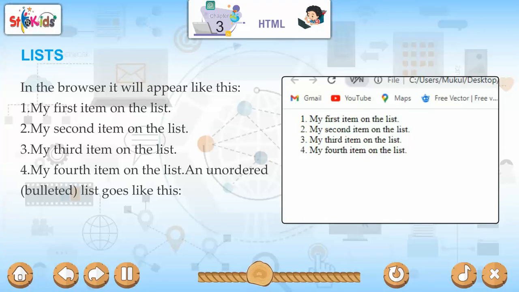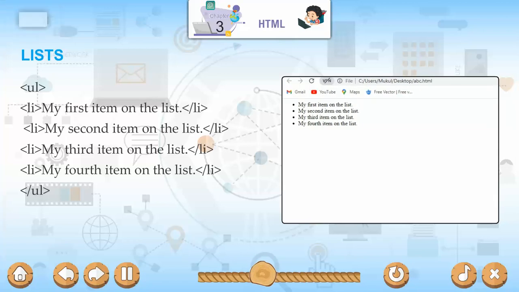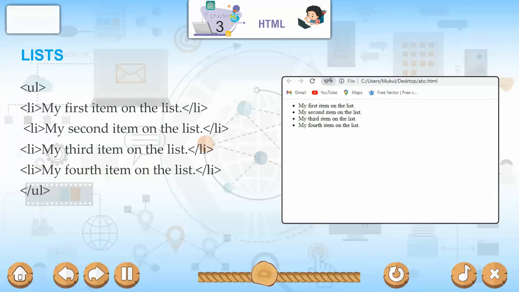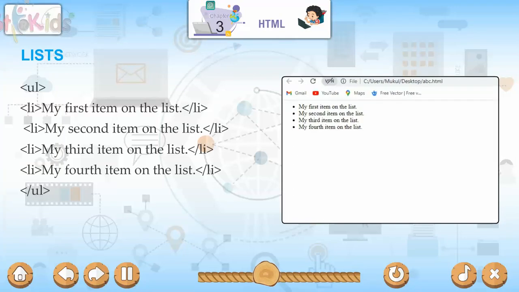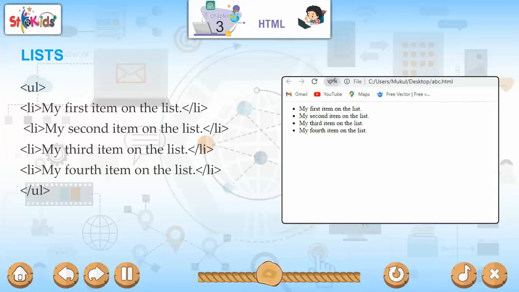An unordered, that is bulleted list goes like this. Opening tag UL, closing tag. Opening tag LI, closing tag. My first item on the list. Opening tag /LI, closing tag. Opening tag LI, closing tag. My second item on the list. Opening tag /LI, closing tag.